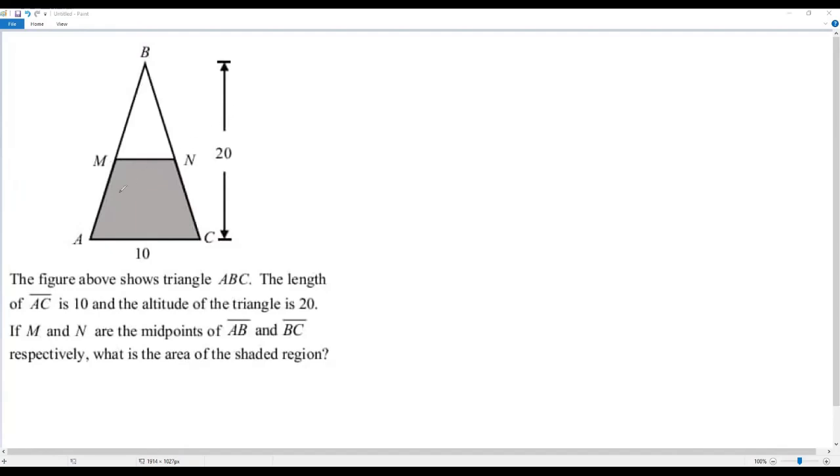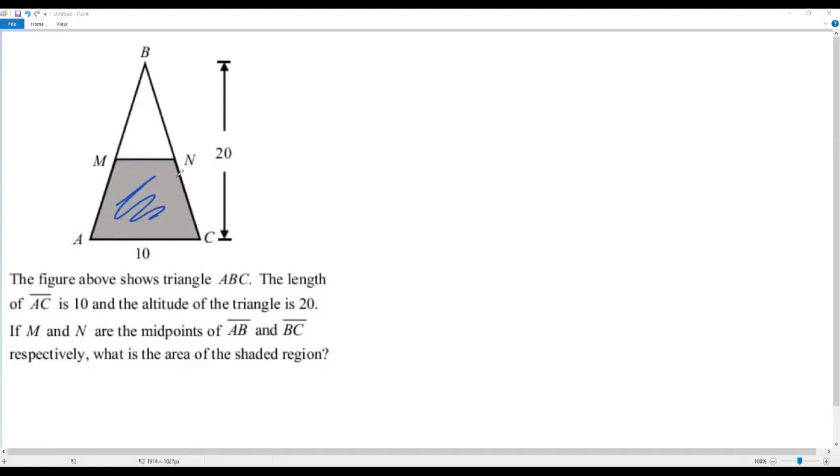Okay, in the given figure, we have to find the area of this shaded region. My idea to solve this problem is first we have to get the area of the bigger triangle ABC. Once we get the area of this bigger triangle, then we have to get the area of the smaller triangle MBN. When I subtract the area of the smaller triangle MBN from the bigger triangle ABC, I'll be getting the area of the shaded region we have over here.